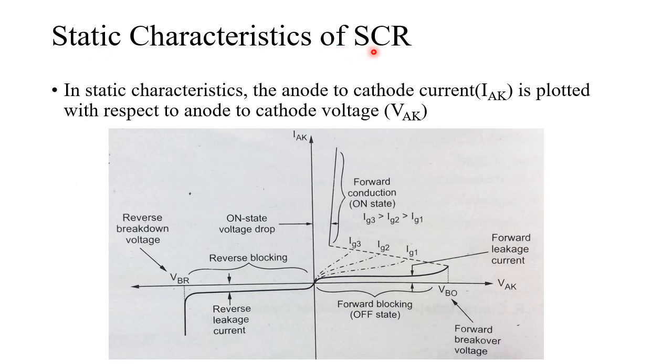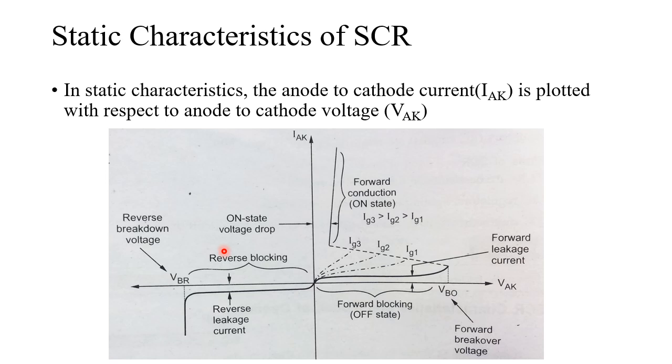Static characteristics of SCR. In static characteristics, the anode to cathode current is plotted with respect to the anode to cathode voltage. Here in the picture, the x-axis is VAK, the anode to cathode voltage, and the y-axis is the anode to cathode current, IAK. Here you can see 3 modes of operation: reverse blocking mode, forward blocking mode, and forward conduction mode.